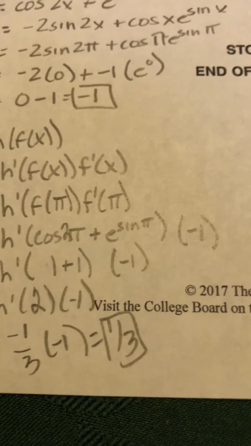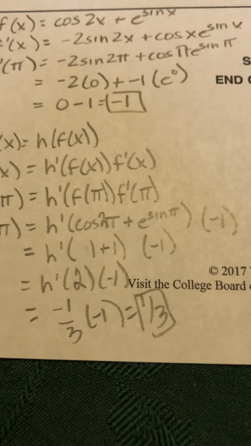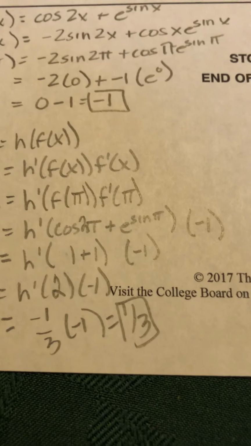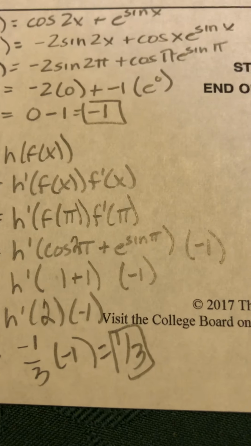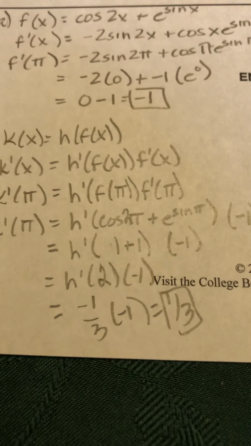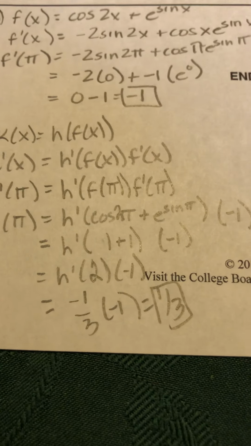Now we go to our graph and find the slope of h at 2. The slope of h at 2 is negative 1/3. So we have negative 1/3 times negative 1 gives us k prime of pi is positive 1/3.